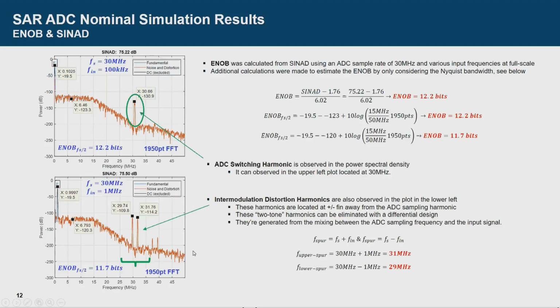You can see in the bottom left plot, I've changed the input frequency to 1 megahertz, and the ENOB stayed relatively the same with maybe up to half a bit degradation. You can also see that some intermodulation distortion harmonics have arisen. These are essentially two-tone harmonics, which can be calculated by the sampling frequency plus or minus the input frequency. So the upper spur is around 31 megahertz, and the bottom spur is around 29 megahertz. These can be eliminated with a differential design in the future, because unfortunately I did not go that route with a differential design.